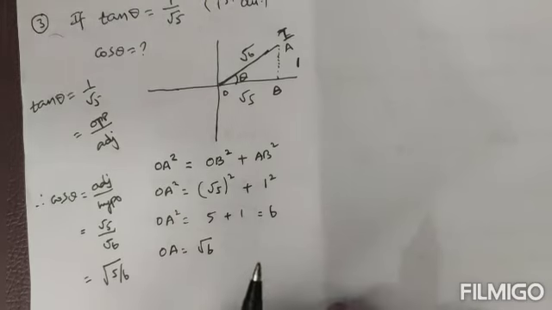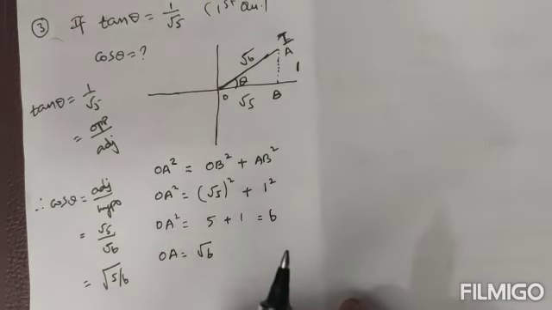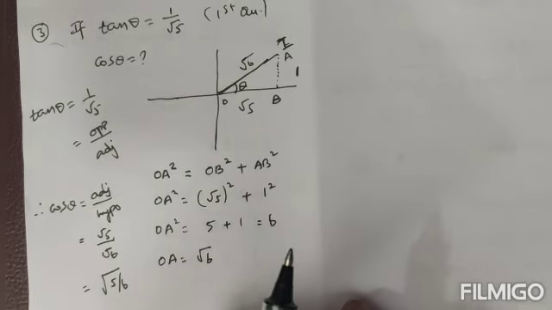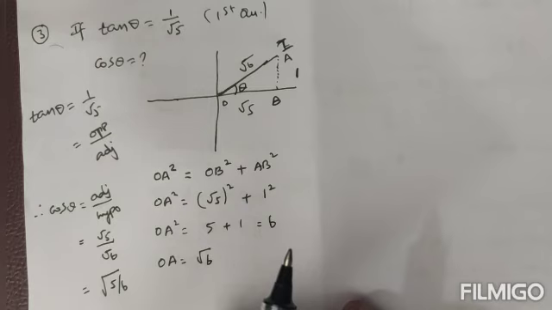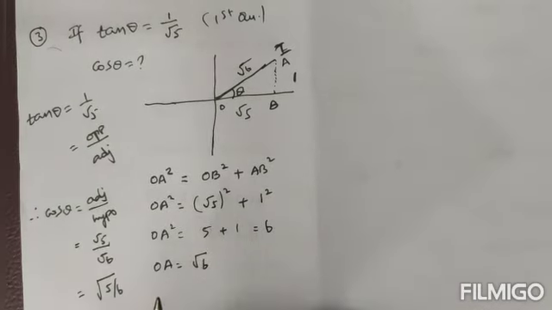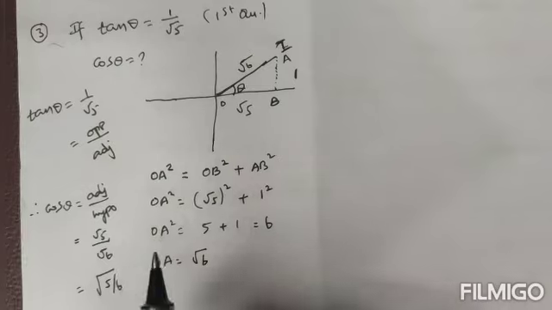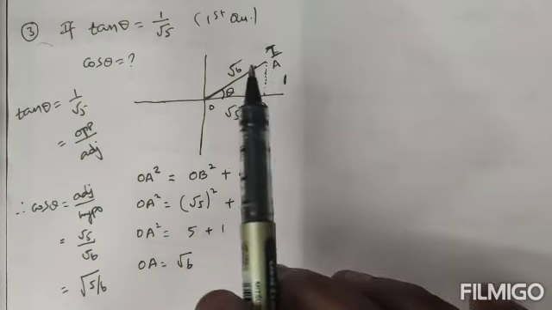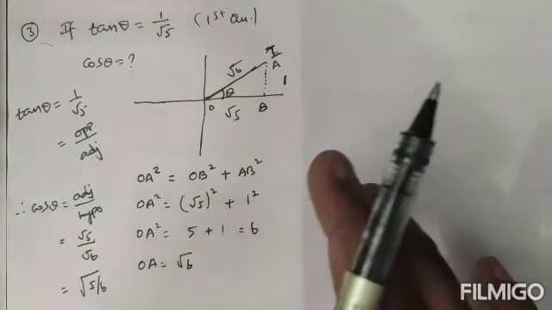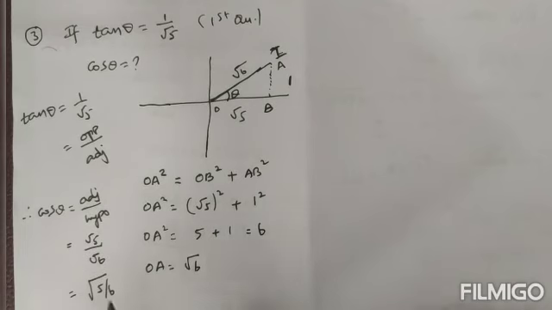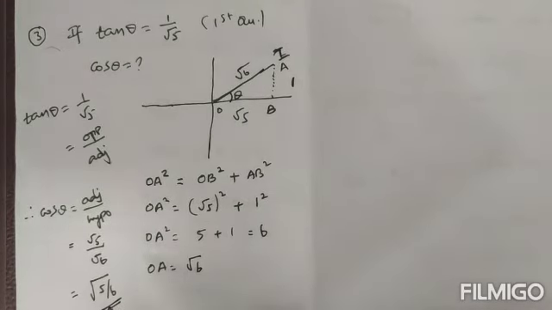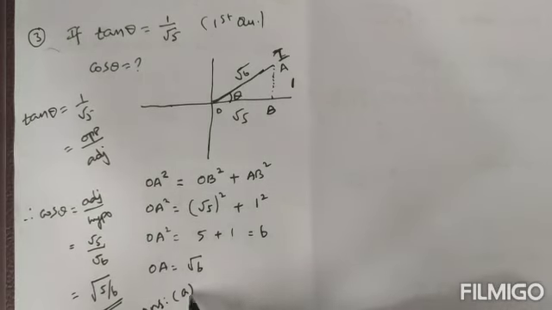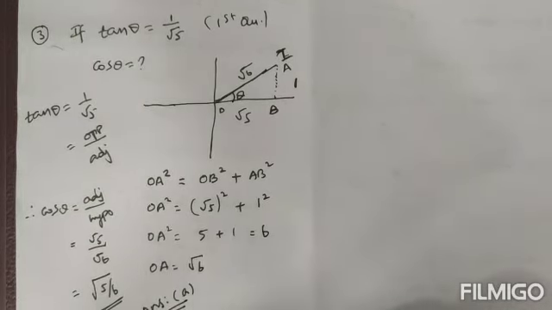Now I read the options. Option A, root of 5 by 6. Option B, minus root of 5 by 6. Option C, minus 1 by root 6. Option D, plus or minus 1 by root 6. Here the angle lies in the first quadrant, and you know all the angles are positive, so no doubt root of 5 by 6 is the answer. So this matches option A. So the correct answer is A, root of 5 by 6.